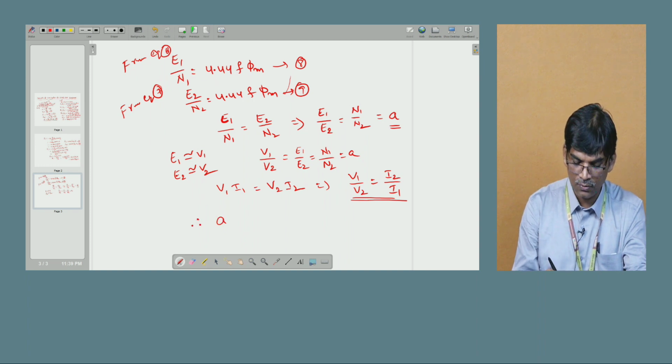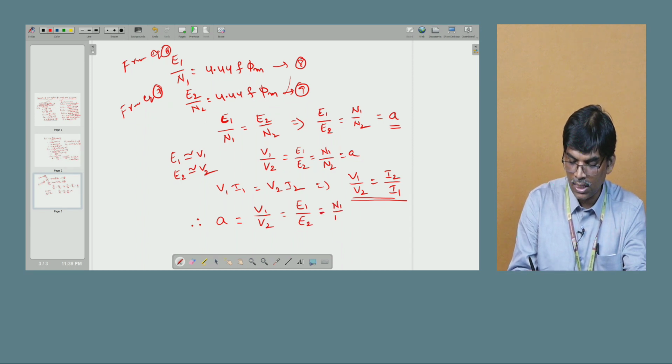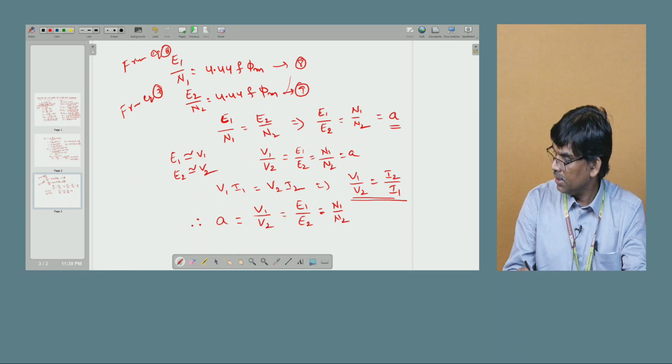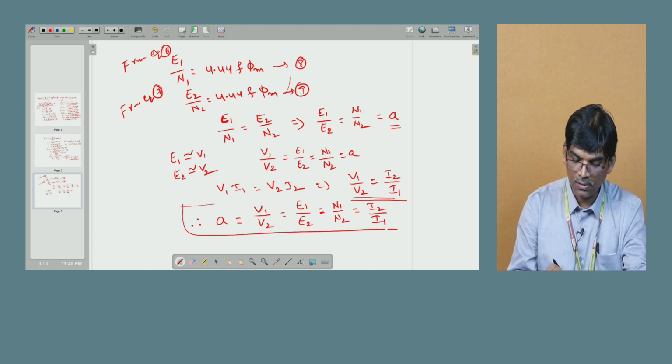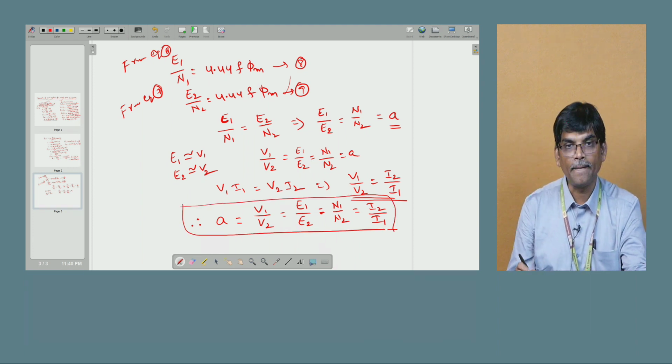Finally, the value of A can be written in different ways: either as the ratio of terminal voltages, or the ratio of induced voltages, or N1 by N2, or in terms of currents, I2 by I1. So this is the value of A.